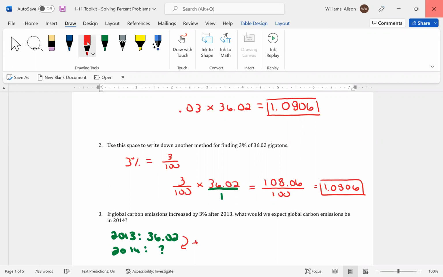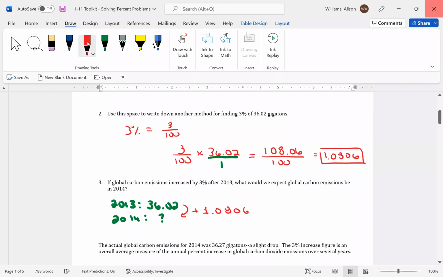So we're going to increase this by 1.0806. So 36.02 plus 1.0806 comes out to, oops, I just realized I plugged in my number wrong. 1.0806 plus 36.02. There we go. All right, now I'm getting 37.1006. So that would be what we'd expect the global carbon emissions to be.